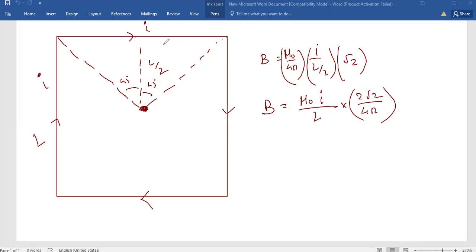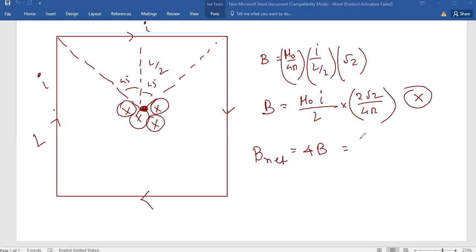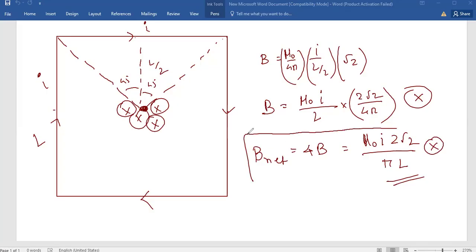Now the direction is cross. For this also direction is cross, for this also cross, for this also cross. Since we have cross due to all of them, and all of them are symmetrically placed, our net magnetic field will be 4 times the magnetic field due to just one wire, which equals mu naught I 2 root 2 by pi L. This is the answer, and the direction is cross. This is our final answer.